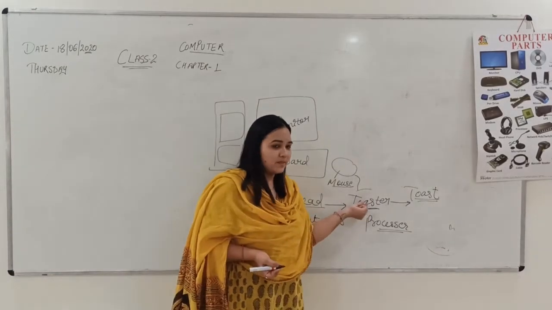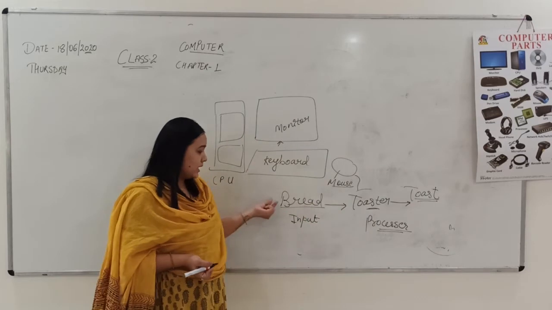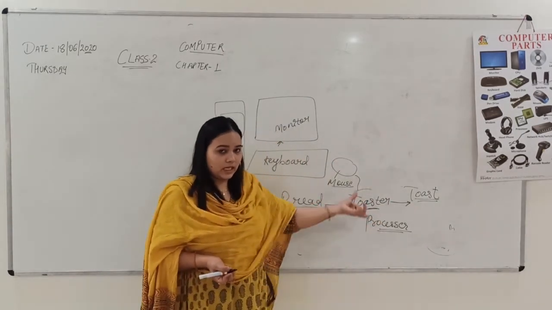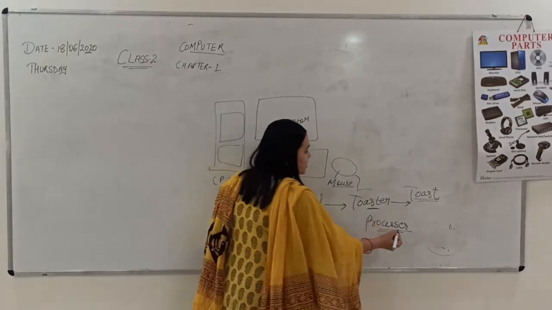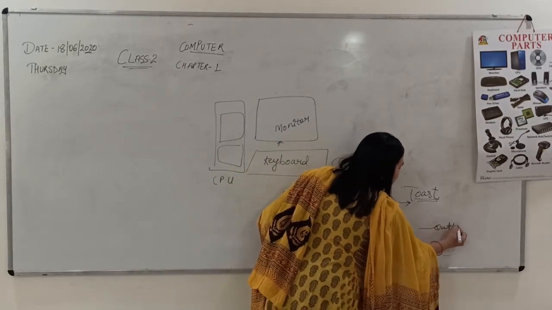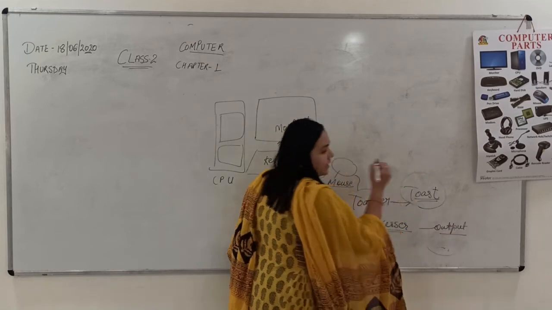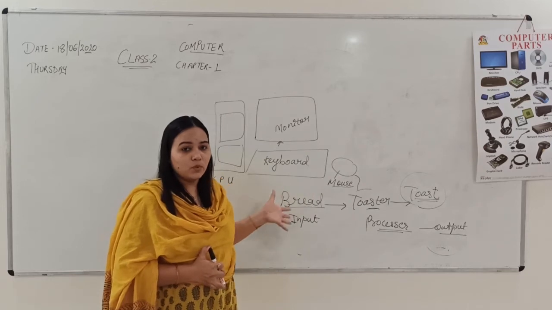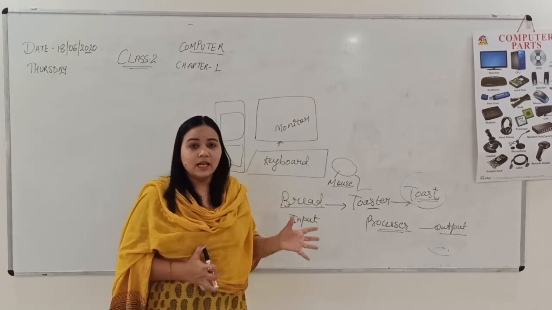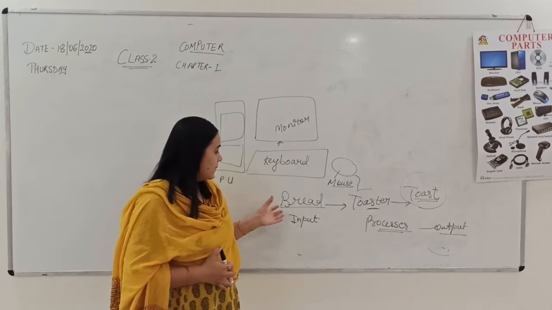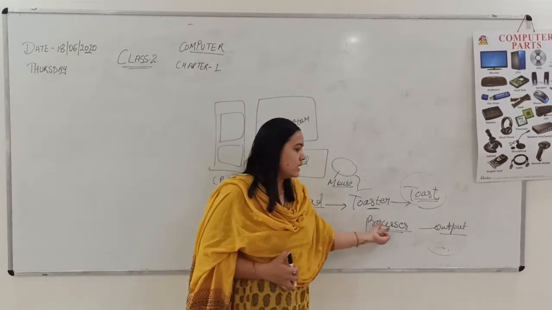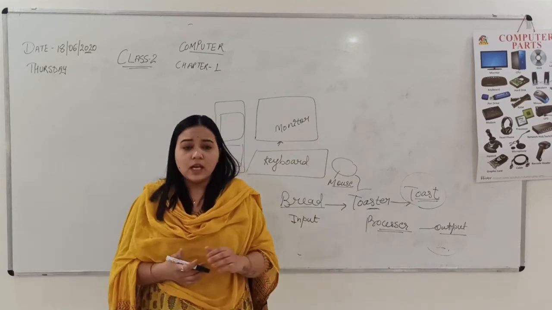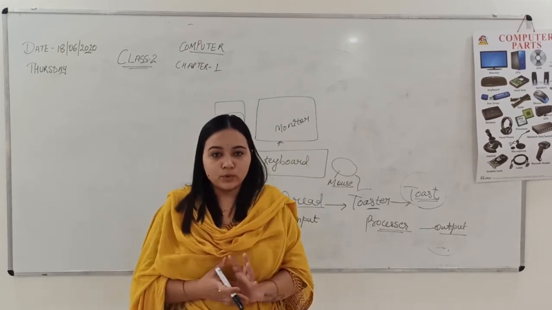So this toaster is the processor which will process the input bread, and then after processing this bread inside the processor, it will give you an output which is the toast that you wanted to eat. So I hope it is clear now that a computer works like this. This is the cycle in which a computer works. You take an input, you process it, and then you find your desired output. Okay, so this is all about how a computer works.